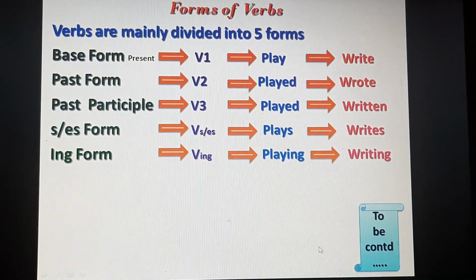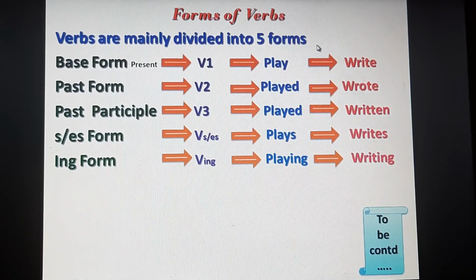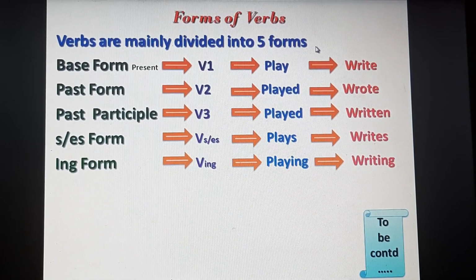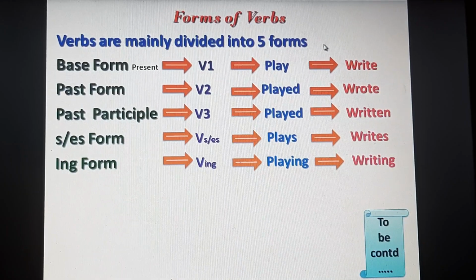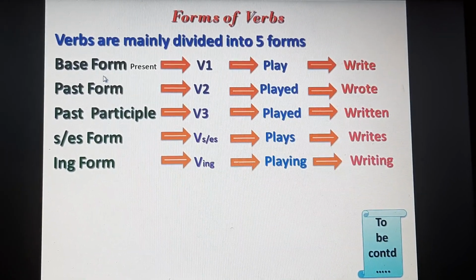Now let's see the forms of verbs. Verbs are mainly divided into 5 forms. Now these 5 forms are very useful for us to identify the tense in a sentence.